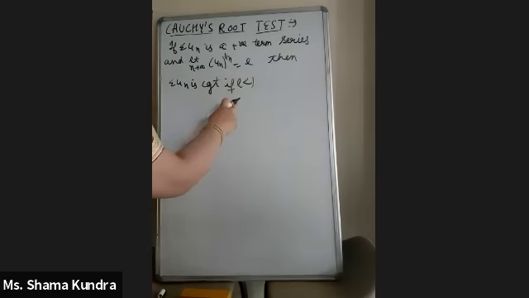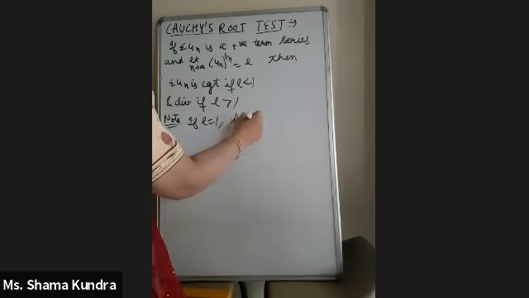Here it is the opposite of the ratio test. In the ratio test, it is convergent if L is less than 1 and divergent if L is greater than 1. Note, if L equals 1, the test fails.